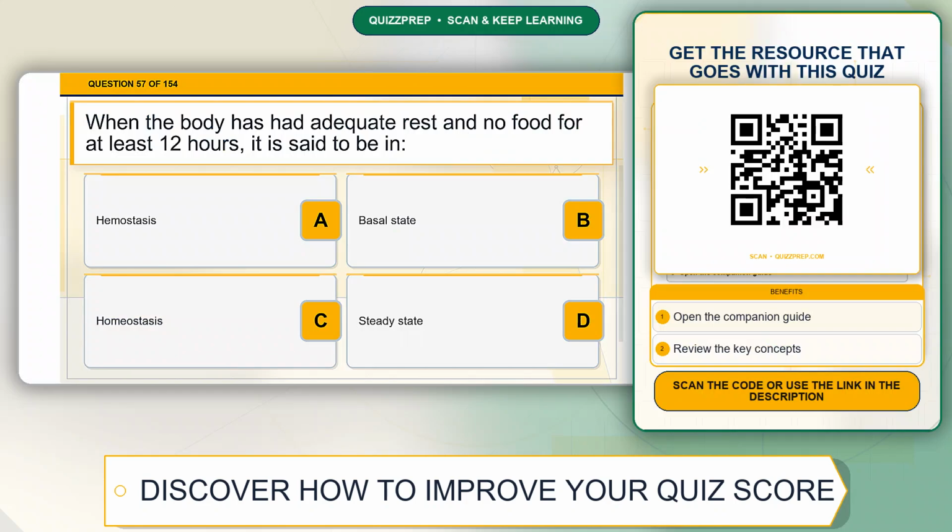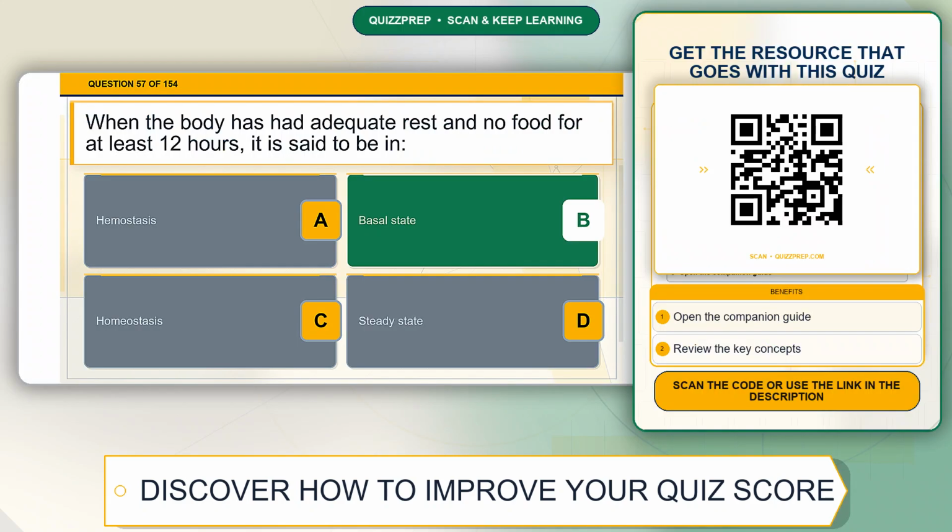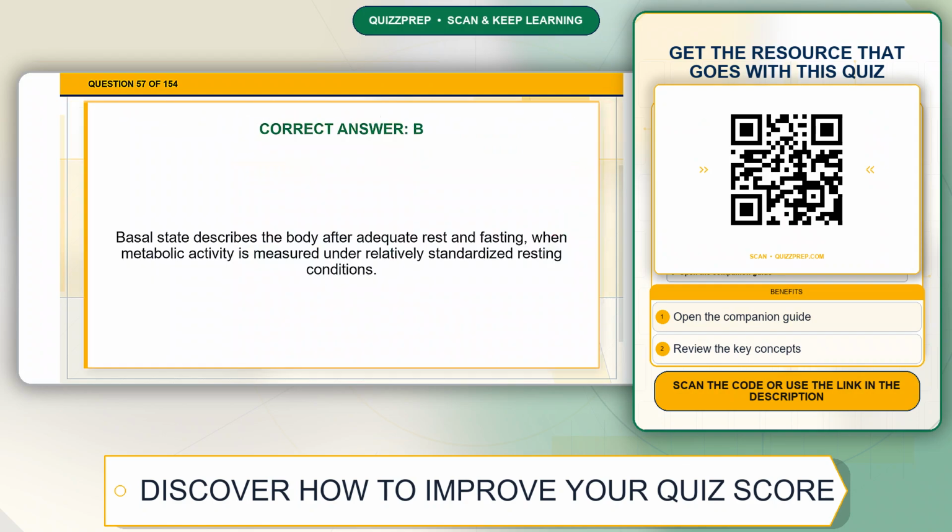Question 57. When the body has had adequate rest and no food for at least 12 hours, it is said to be in Option A, hemostasis. Option B, basal state. Option C, homeostasis. Option D, steady state. The correct answer is option B, basal state. Explanation. Basal state describes the body after adequate rest and fasting, when metabolic activity is measured under relatively standardized resting conditions.